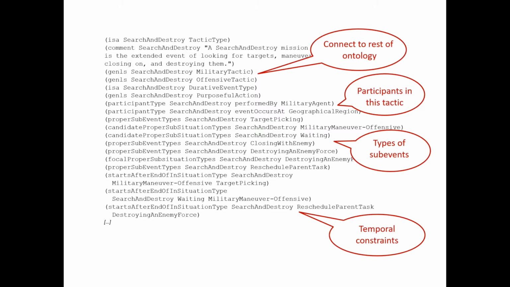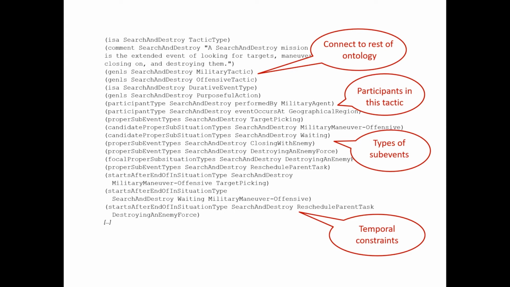To put that into formal statements that we can work with, this may look intimidating, but it's actually quite simple. It really follows that structure very, very closely. There are only 4 kinds of knowledge being expressed here. The first few statements are connecting the tactic to the rest of the ontology. So we're saying that search and destroy, for instance, is a military tactic. It's offensive. It's an iterative event type. It takes place over a large amount of time.